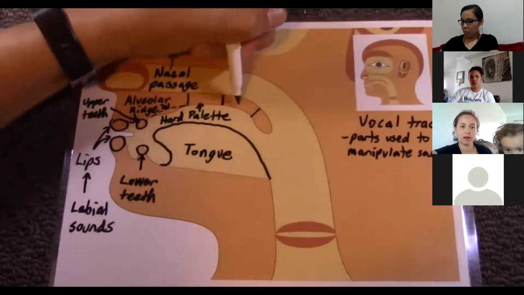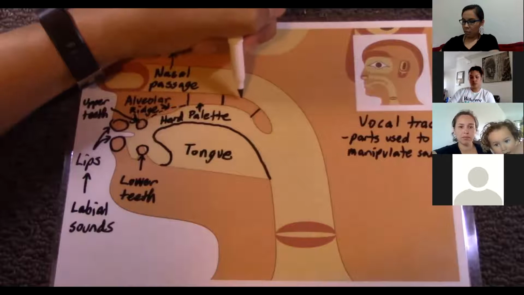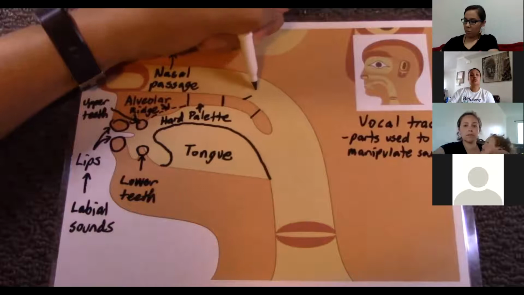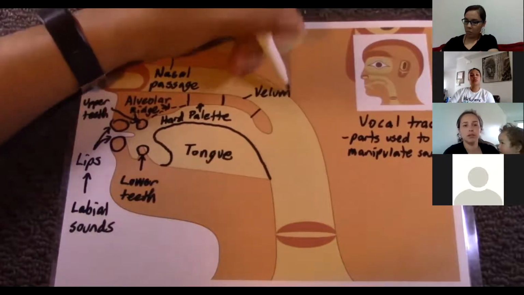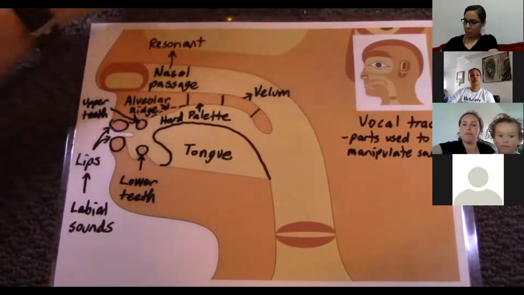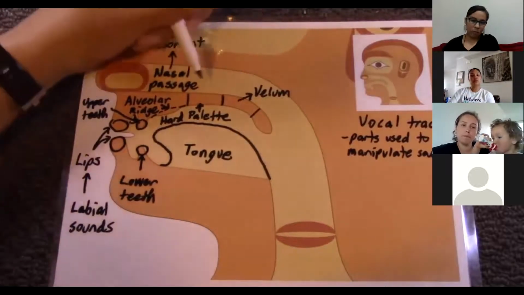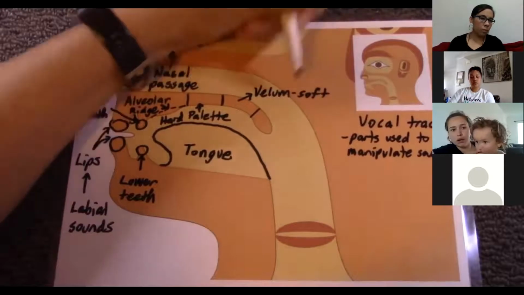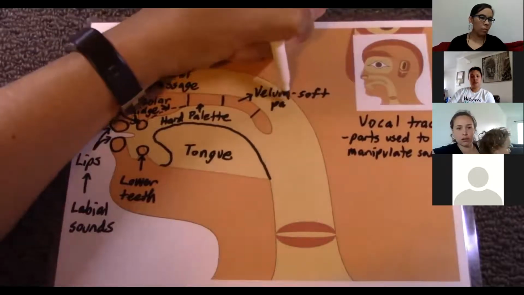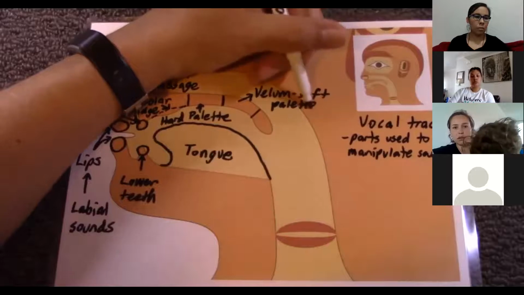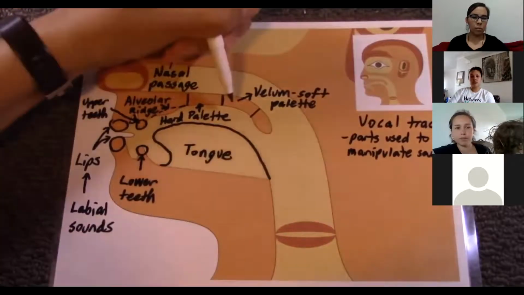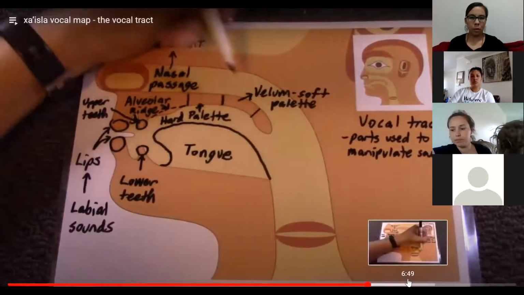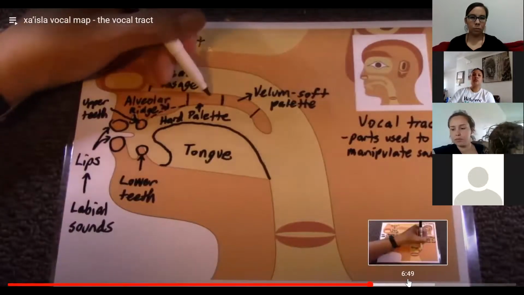This area here is also sometimes referred to as part of your palate, but its proper name is the velum. So the velum is basically your soft palate. So if you take your tongue, press it against this area here, you can feel it's a lot softer than this area, which is your hard palate.